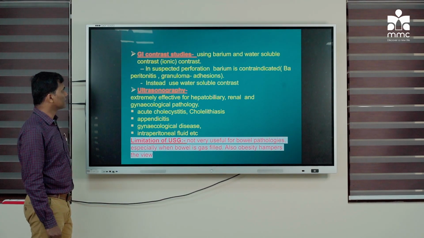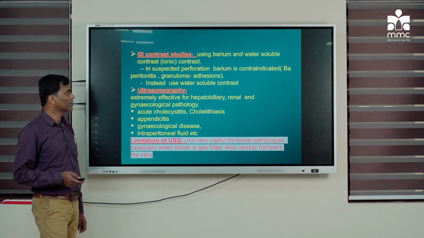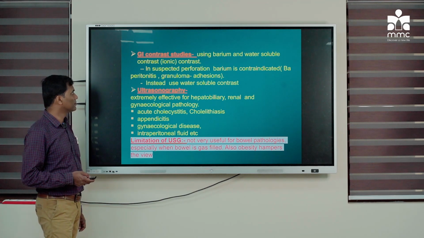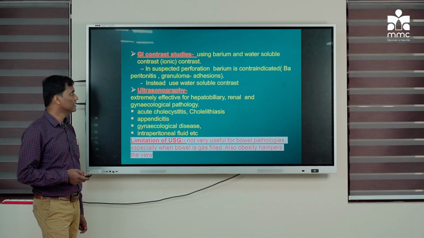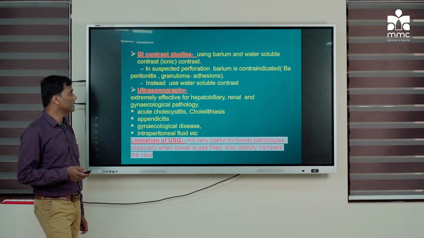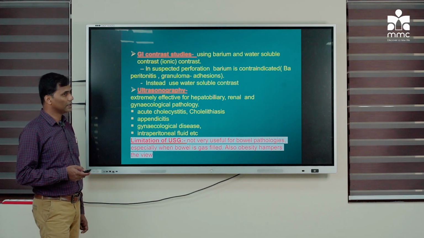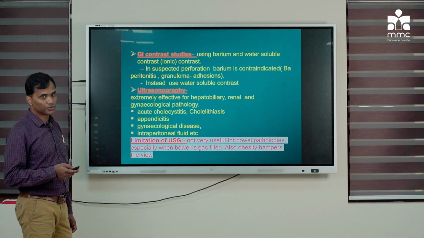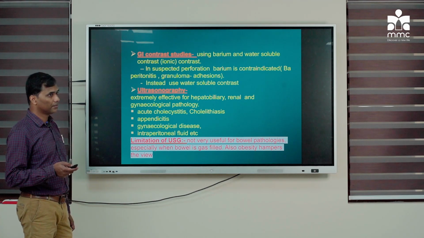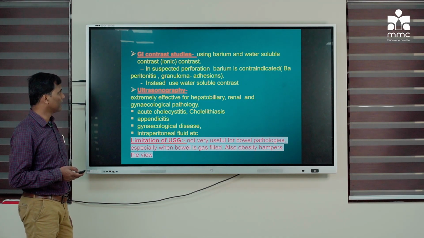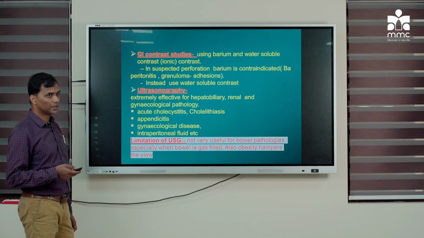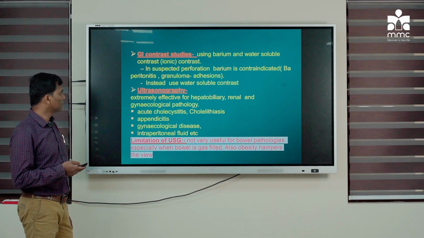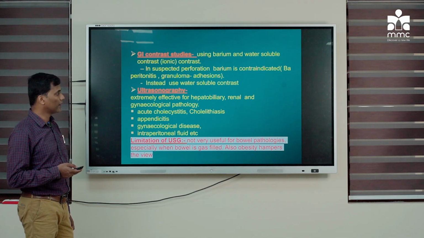Coming to GI contrast studies, you can use barium and other water soluble, ionic contrast media. But in suspected cases of bowel perforation, giving barium is contraindicated, because barium is an inert substance which doesn't get absorbed. So if it goes into the peritoneum, it will cause chemical peritonitis, and if it stays there, it may form granulomas, and that inflammation will lead to adhesion and intestinal obstruction. So instead of that, you can use water soluble, iodine based contrast medium.